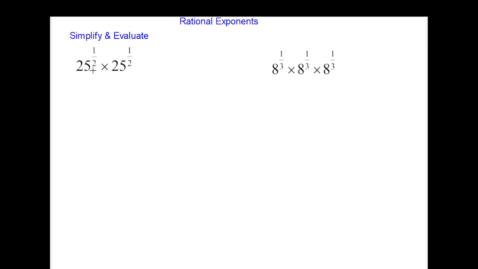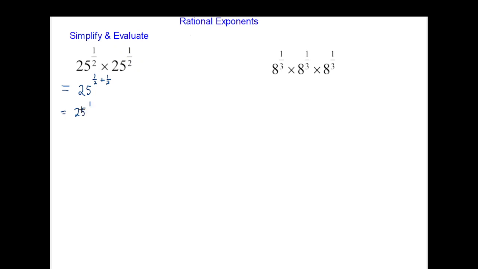So simplify and evaluate. We have 25 to the 1/2 times 25 to the 1/2. Well, when we multiply two powers with the same base, the rule is that we keep the base and add the two exponents. So in this case, we'll have 25 to the 1/2 plus 1/2. And we can go ahead and add those. 1/2 plus 1/2 is just 1. So we get 25 to the 1.